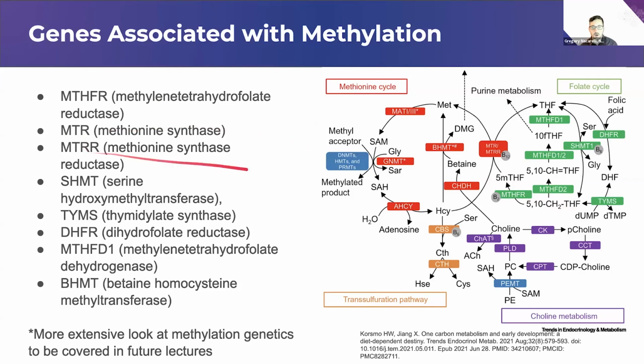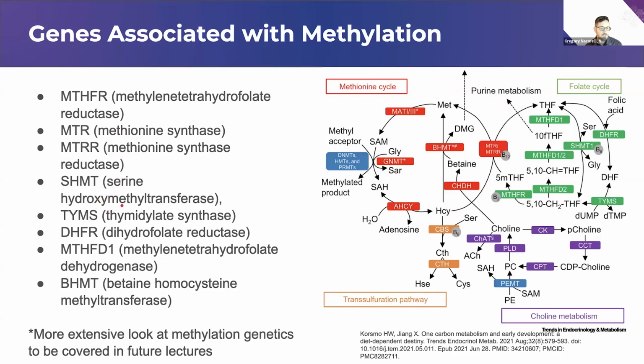There's MTR and MTRR, which are essentially the gatekeepers of converting homocysteine to methionine. They require B12. There are variants in those genes where they could not function well. Also, if there's a high degree of oxidative stress or inflammation, it could also impair these genes, and they require B12. So there are lots of different factors that, aside from MTHFR, could block that conversion pathway from homocysteine to methionine.